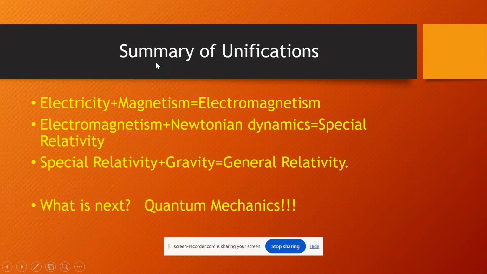Now, we will finish this first part on unifications as follows. Electricity and magnetism is electromagnetism. This is the Maxwell theory. Electromagnetism plus Newtonian dynamics is special relativity. This is the Einstein theory. Special relativity joined to gravity is general relativity.